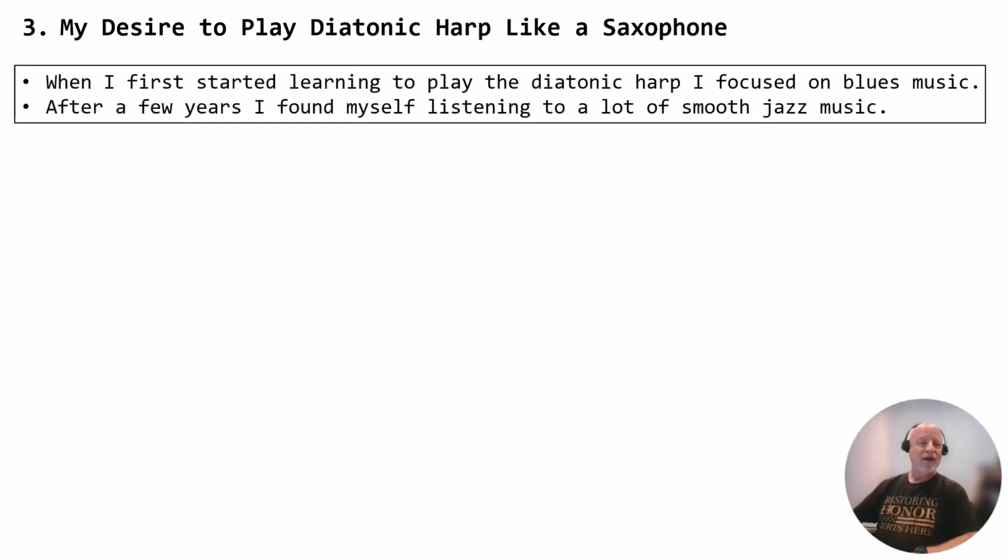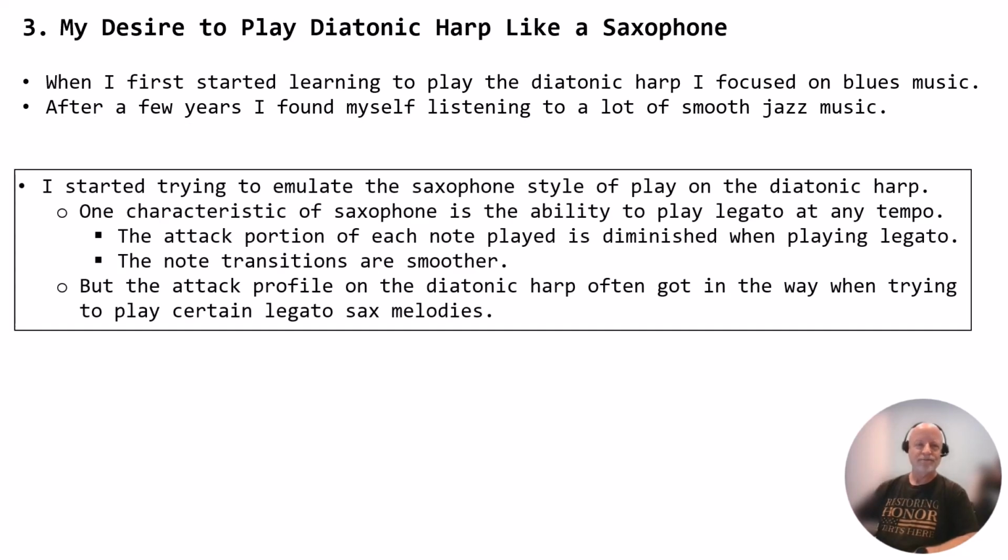When I first started learning to play the diatonic harp, I focused mostly on blues music, and that's when I started going out and playing at blues jams and whatnot. Mostly that's what you would experience. It was mostly blues stuff. But after a few years, I found myself listening to a lot of smooth jazz. When I was driving to work and practicing the harmonica, I would sometimes put on the smooth jazz stations and try to play those songs.